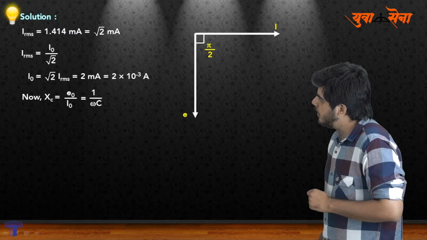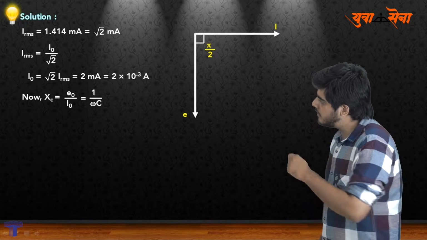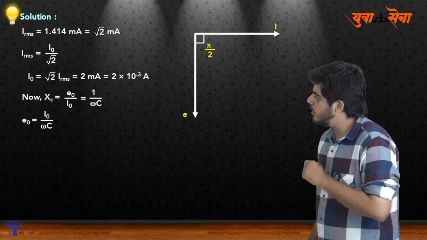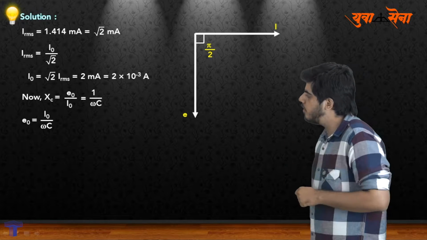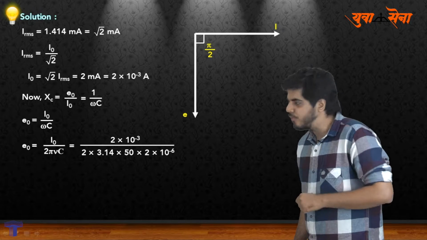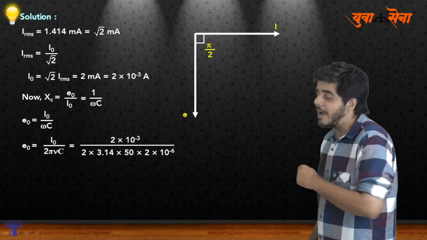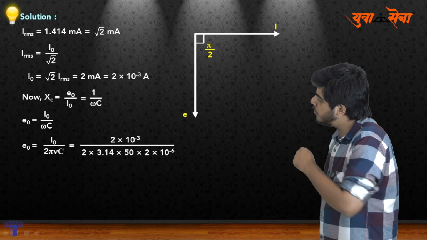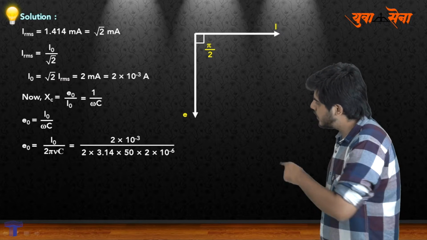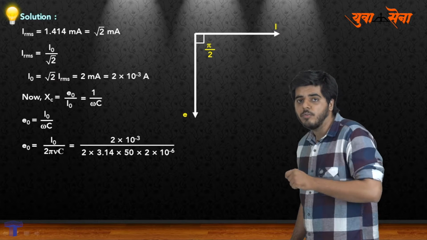Now further, XC is capacitive reactance. Capacitive reactance is E naught upon I naught is equal to 1 upon omega C. Moving further, E naught is equal to I naught upon omega C. But we do know omega is equal to 2 pi into frequency. I'm going to write I naught upon 2 pi nu into C. I'm going to substitute the value of I naught, the value of pi, the value of frequency, and the value of capacitance. Remember, capacitance was given as 2 microfarad.